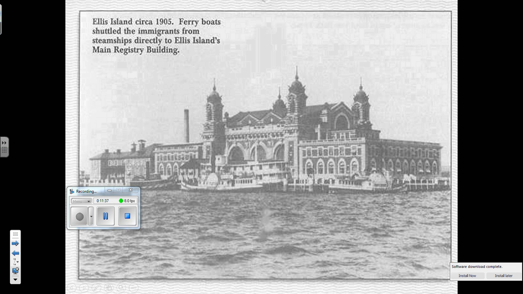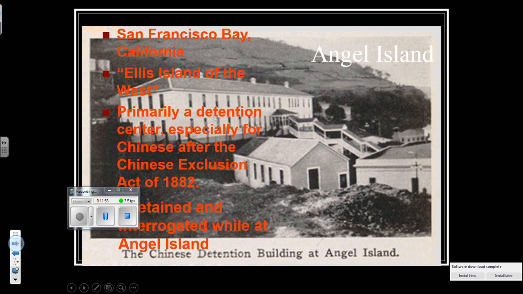It was very difficult. This is a picture of Ellis Island around 1905, and you'll see the ferry boats shuffling in there. It is obviously no longer a site for immigrants. It's a great place to go as a tourist, though, and you could actually track your family's history there.